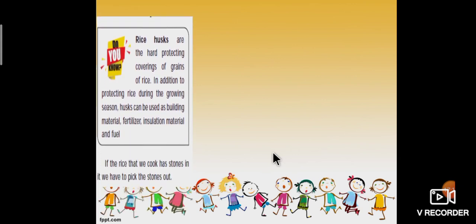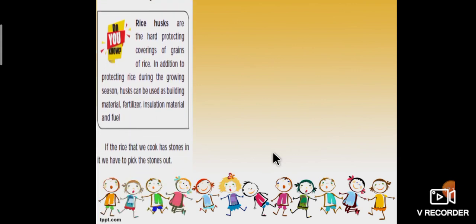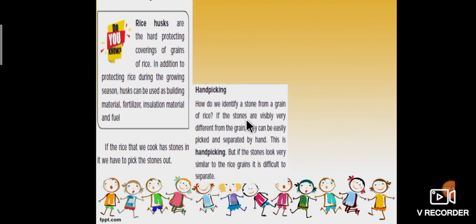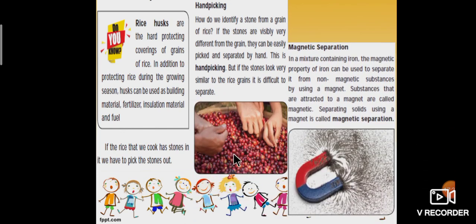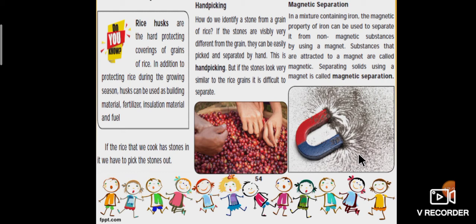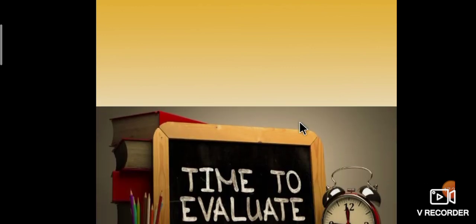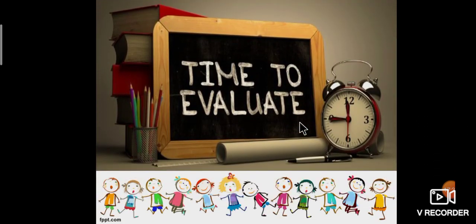Page number 54 explains the hand picking and magnetic separation methods. Separating distinctly different solids is called the hand picking method. Separating the magnetic substance from non-magnetic substance is called the magnetic separation method. I hope you all understand about separation of mixtures and solid separation techniques. This is the time for evaluation.